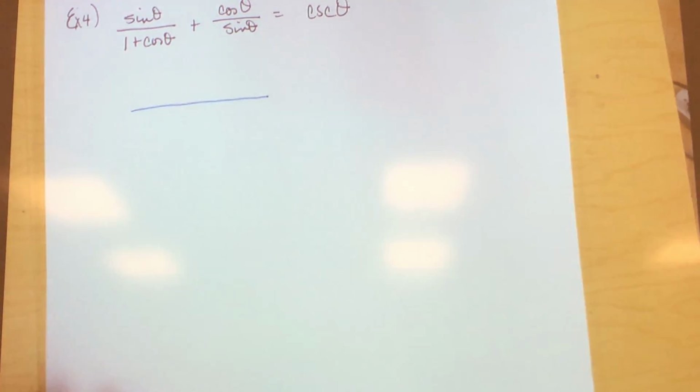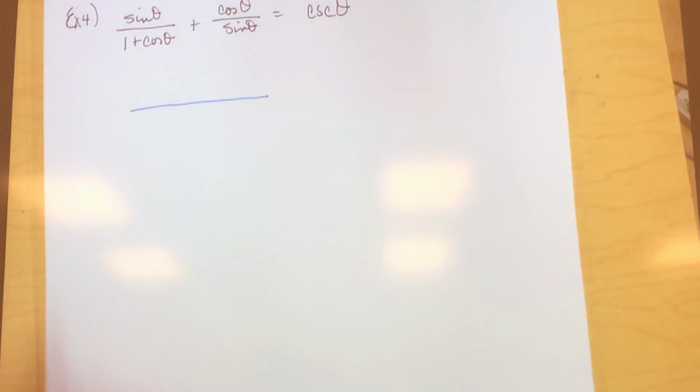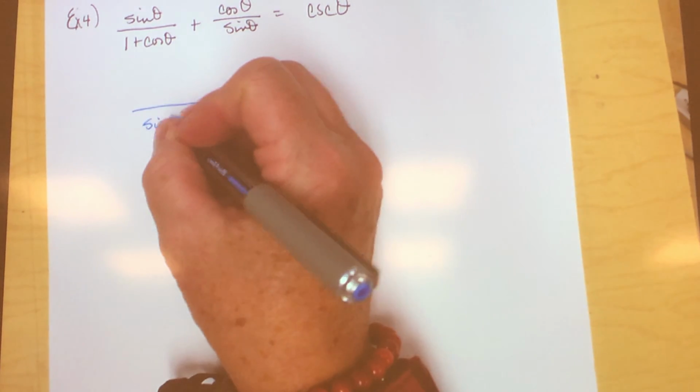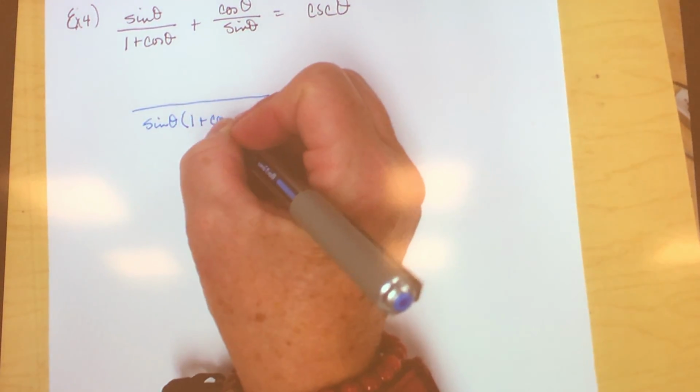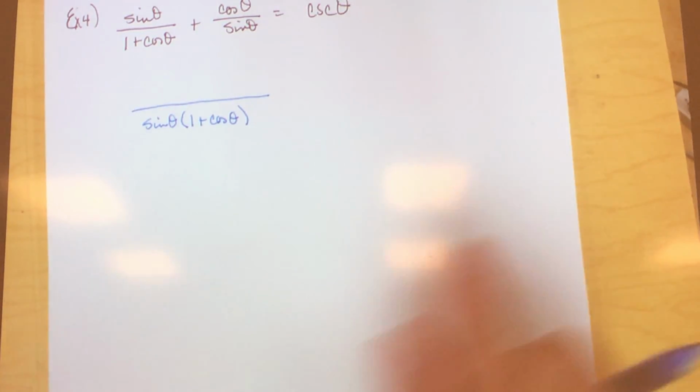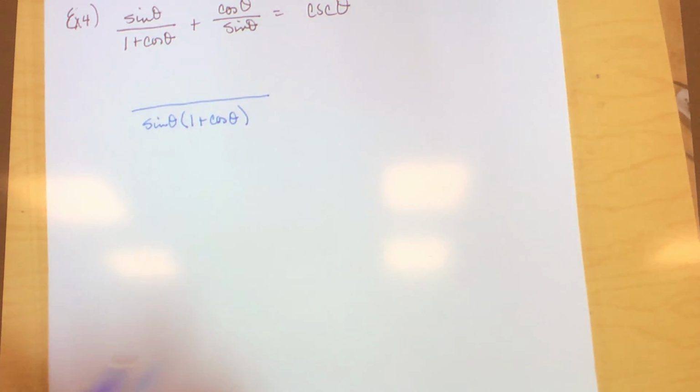So you said to combine them, I have to have a common denominator. What is a common denominator between, y'all, this is all full of algebra, okay? What's a common denominator between 1 plus cosine and sine? Sine theta times 1 plus cosine theta. How do you know that? Because you have to have this factor and this factor. You have to have every factor that's on the bottom. And if somebody had two of them, you would have to have two of them.